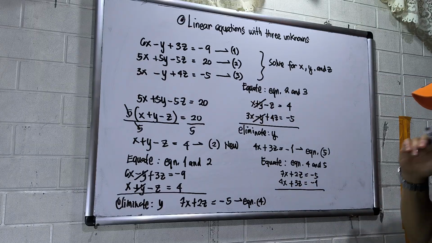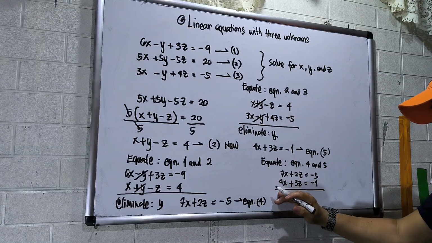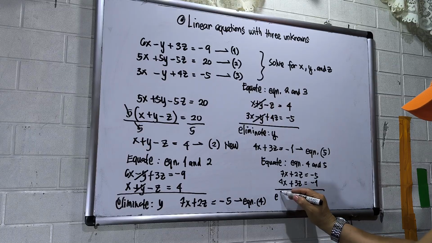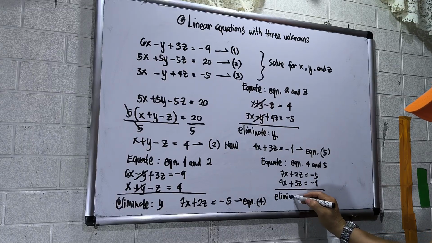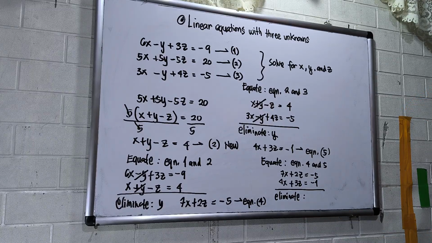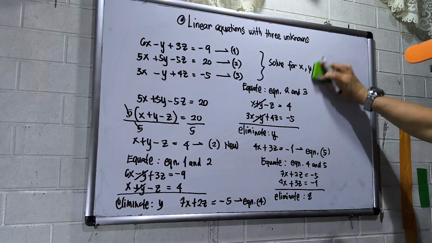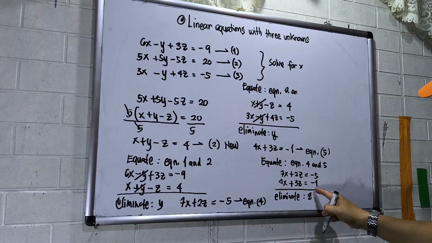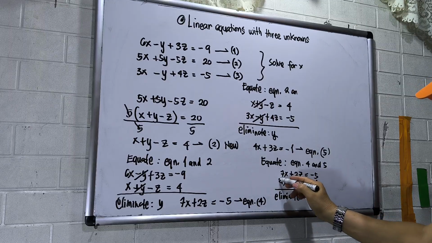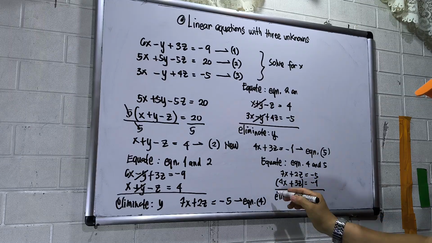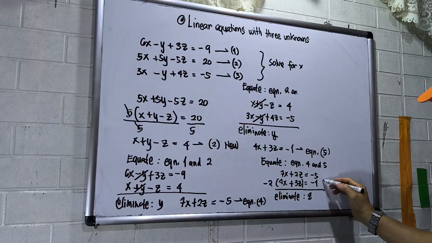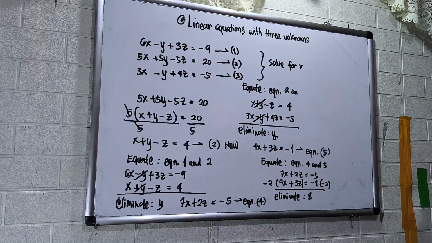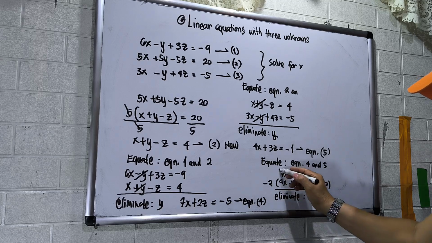So we are free to choose either x or z. Let's say eliminate z. Allow me to erase this one. So to eliminate z, I will multiply equation 5 by negative 2 on both sides. Then the fourth equation will be multiplied by 3 on both sides.